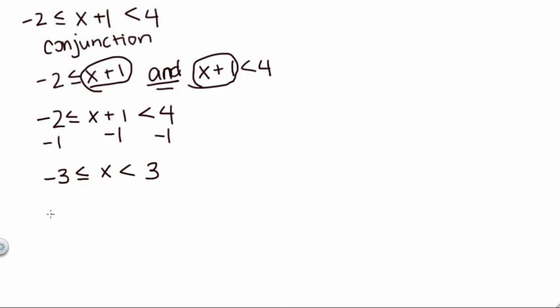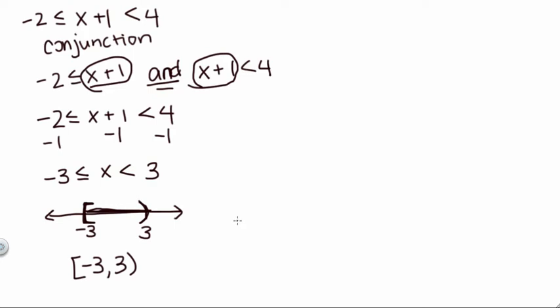So now when you graph this one, we go from -3 to 3. Here we include -3, but we don't include 3. So we have a bracket at -3, but a parenthesis at 3, and it's everything in between. If we were to write it in interval notation, it'll be -3 with a bracket, comma, 3 with a parenthesis.